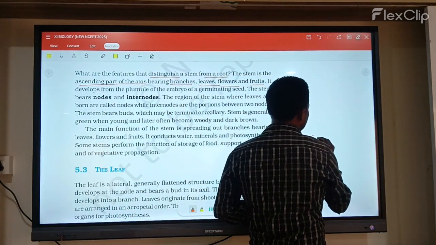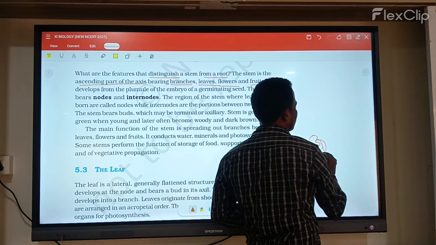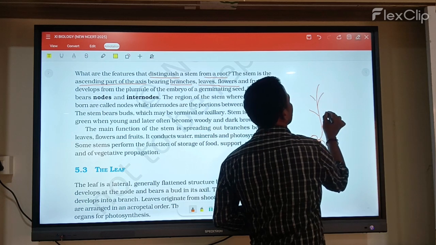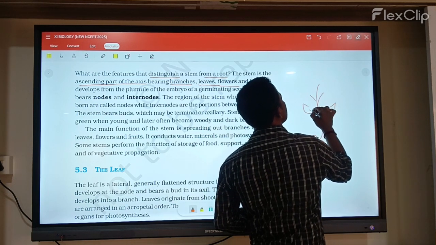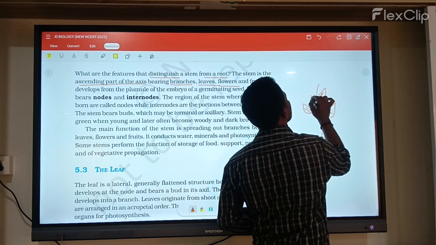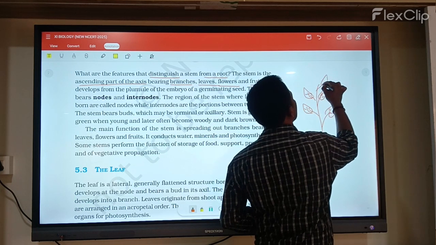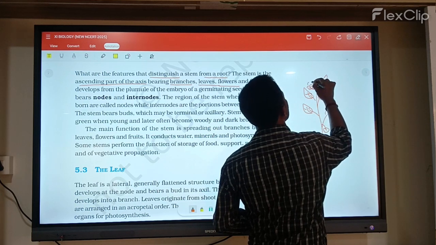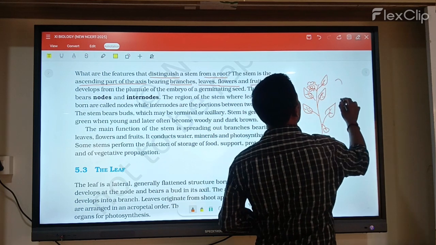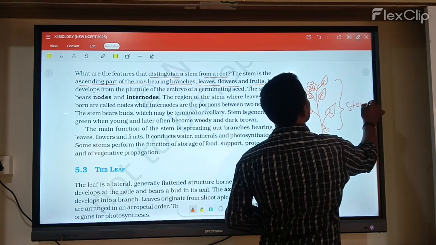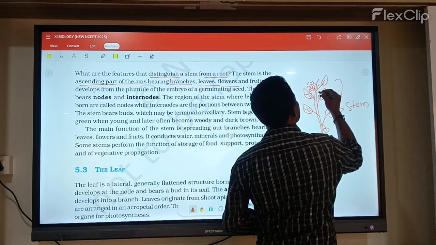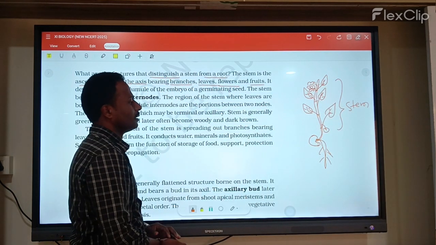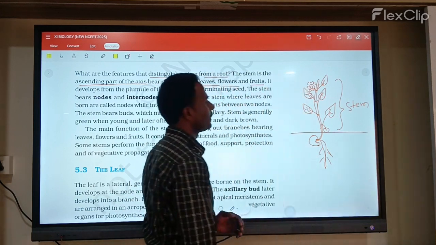See here, the root forms the primary roots and secondary roots. In the region above, what forms? The shoot is produced: stem, branches, leaves, flowers, fruits, everything is produced. This region is called the stem. What does the stem consist of? The stem mostly consists of nodes and internodes.